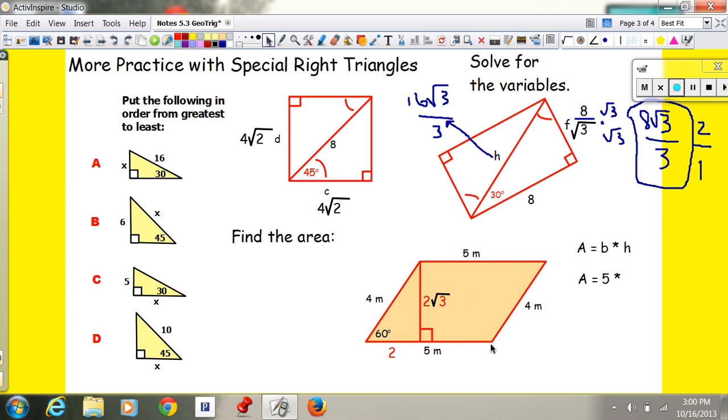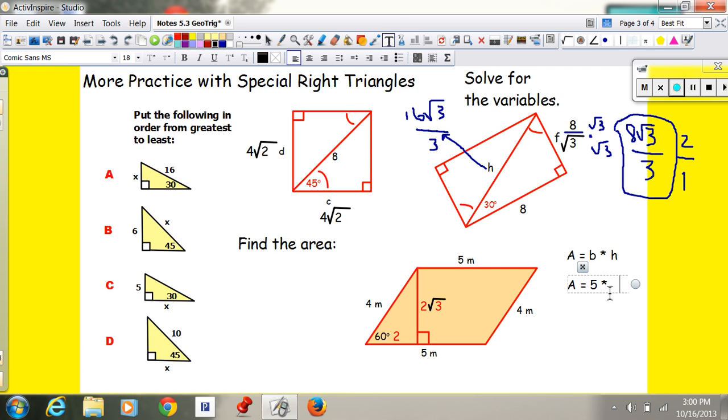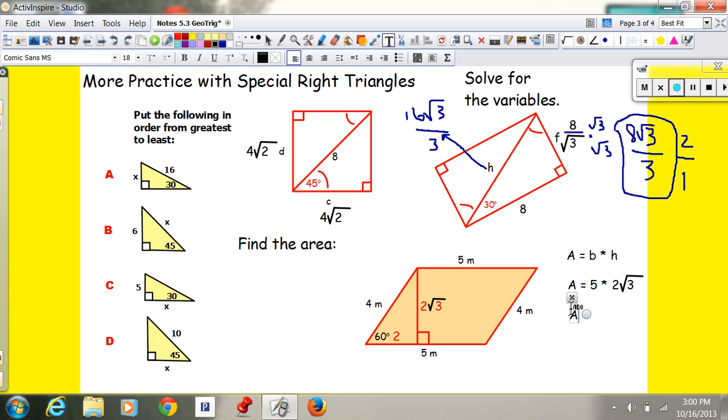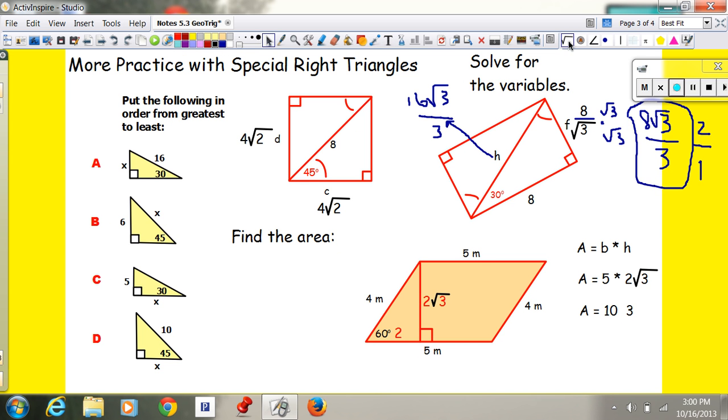So your base is 5. This piece was 2. The whole thing is 5. So your base is 5 and your height is 2 radical 3. So you're going to multiply 5 times 2 radical 3. And that will give you your area of 5 times 2. Area is 10 radical 3. So 10 radical 3 would be your area.